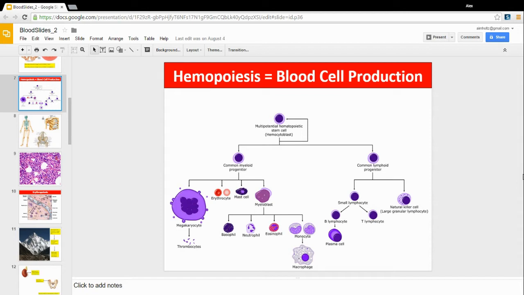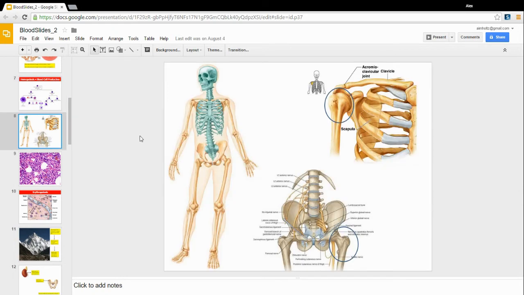So where do we find these hemocytoblasts? In other words, where does hemopoiesis occur? And by the way, hemopoiesis is sometimes also known as hematopoiesis. And I'm going to show you with some bones. We're going to find hemocytoblasts in red bone marrow. We find red bone marrow in several places in the adult skeleton.